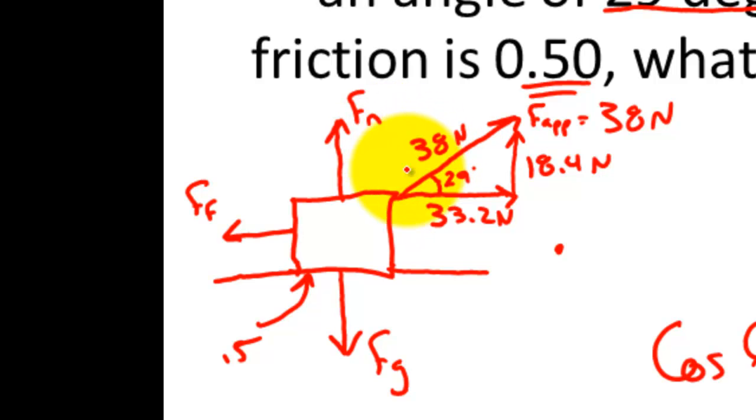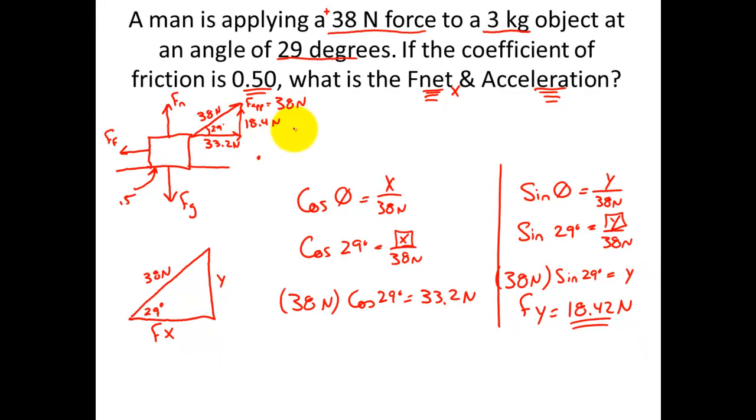38 newtons means some of the force is distributed horizontally and some is vertically, and we use their sine and cosine to find out that it's 33 newtons going rightward and 18.4 newtons going upward. Alright guys, so we did part 1. Part 1 was to blow up that triangle. The triangle is blown up. Now we can continue on with the problem here.